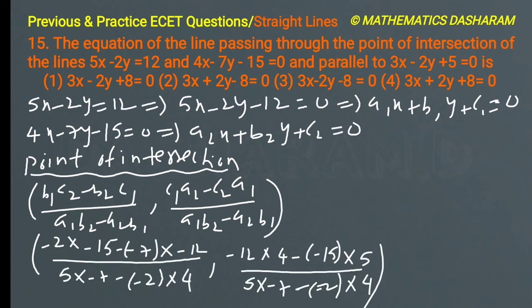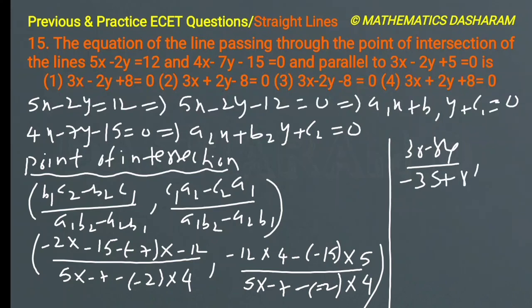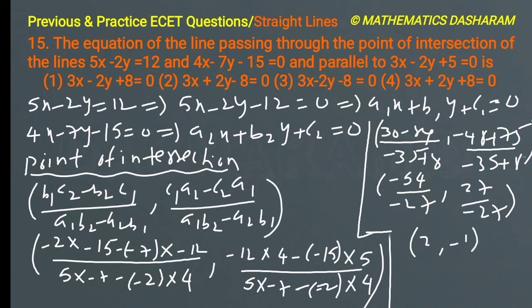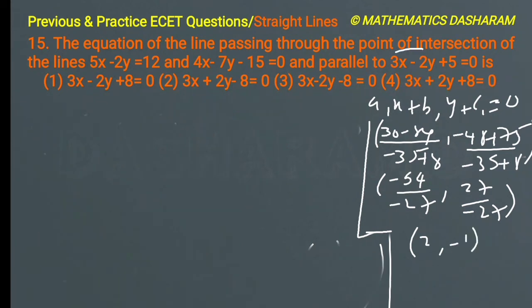So it is equal to 30 minus 84 divided by minus 35 plus 8, comma, minus 48 plus 75 divided by minus 35 plus 8. So it is equal to minus 54 divided by minus 27, comma, 27 divided by minus 27. So it is equal to 2 comma minus 1. So now the required line is parallel to 3x minus 2y plus 5 equals 0.